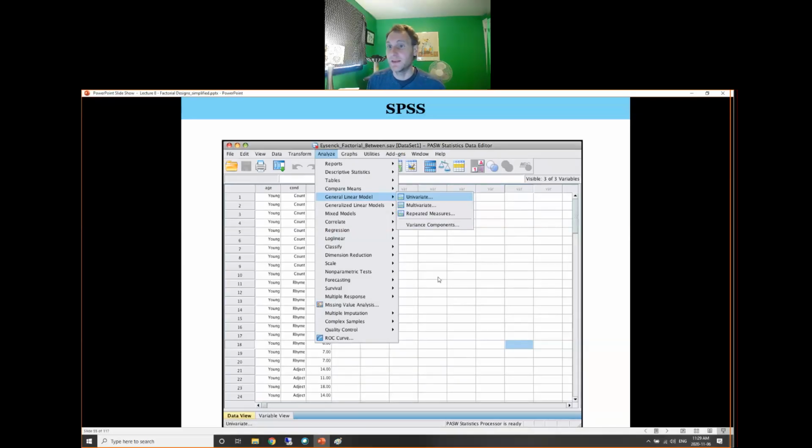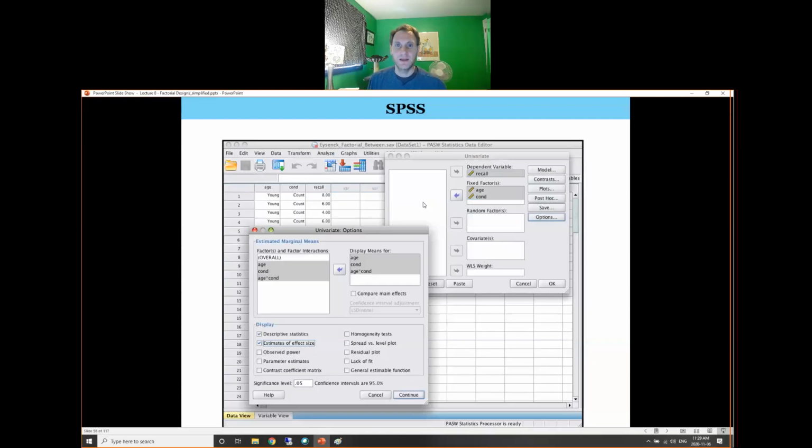So to run the factorial ANOVA, we're no longer in compare means. Instead, we come to analyze, and we come to our general linear model. And this is a univariate general linear model. We can add in our variables. Our dependent was recall, and our fixed effects, those are our independent variables, were age and condition. And here I've just asked for some options and said, give me the effect size here. So I clicked the options button, and I requested some descriptives and some effect sizes.